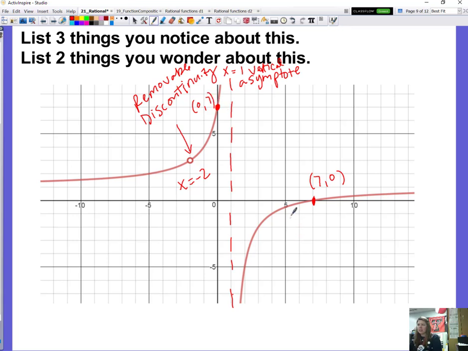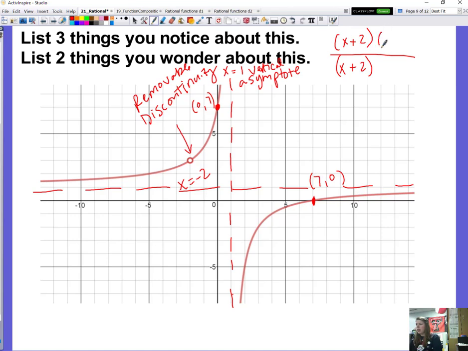So those are kind of all the things that we've talked about. Okay, there's one more. There is a horizontal asymptote here at y equals 1. So if we look at what this equation might look like, we know that there needs to be an x plus 2 in the numerator and an x plus 2 in the denominator, because that's going to divide out to cause that hole in the graph.